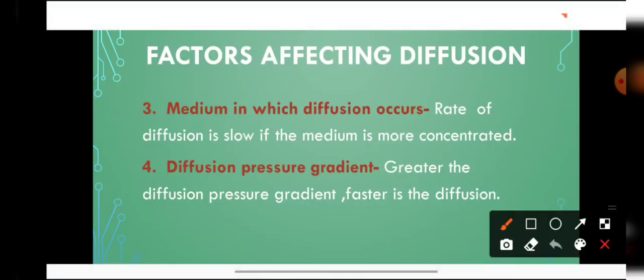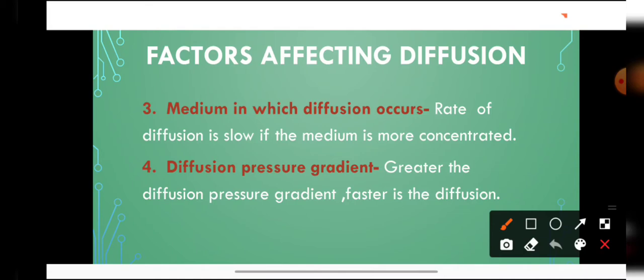Now the third factor is the medium in which the diffusion occurs. The rate of diffusion is slow if the medium is more concentrated. This is the reason that a gas diffuses more rapidly through a vacuum than through air. It means the rate of diffusion is faster in vacuum, then air, and then in a liquid medium. So if the density of the medium increases, the rate of diffusion will slow down.